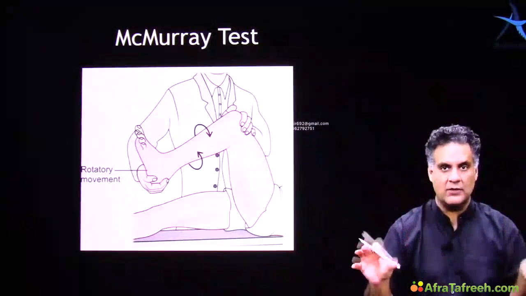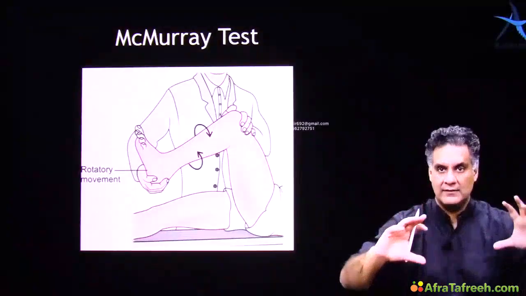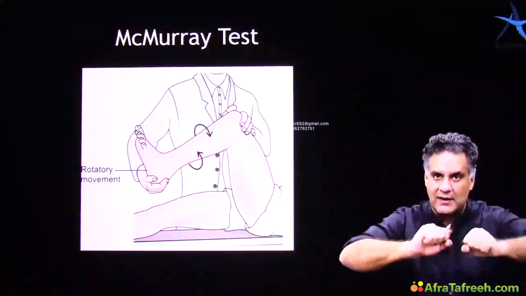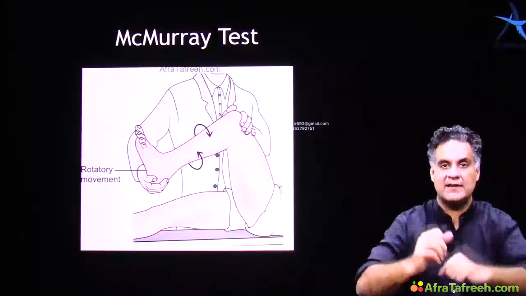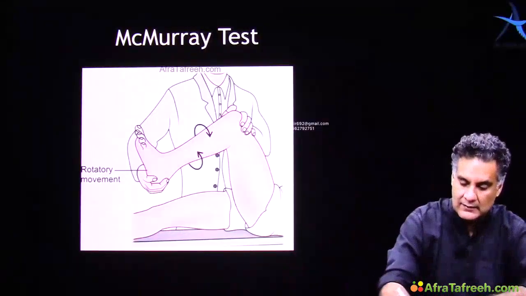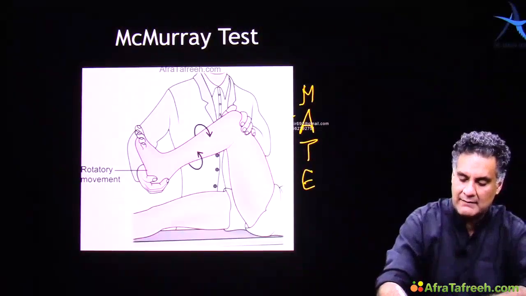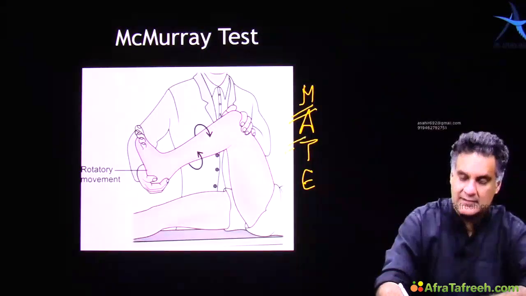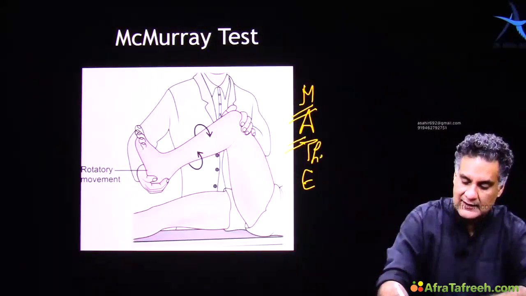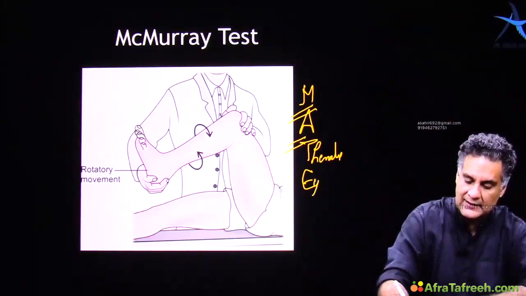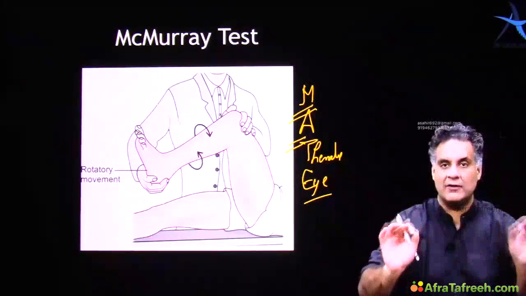Menisci are the shock absorbers, the cushions. So you have the Apley grinding test, grinding the femur and tibia together, or the McMurray's test for the same. You have the mnemonic MATE: McMurray's test, the Apley grinding test, the Thessaly test, and the Ege test. These are the four tests which you have for the meniscus.